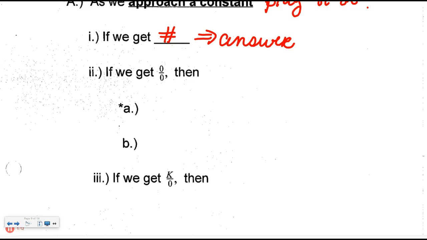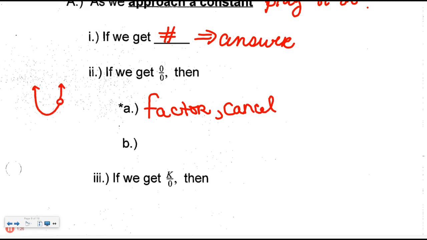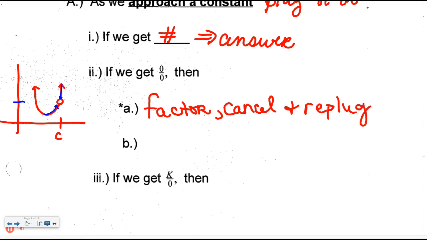So remember, the biggest tool we have is to factor and cancel. Remember what that does when we factor and cancel graphically? It means there was an undefined y value at that constant, but when we come in from both directions, we're still arriving at that y value. So we factor, cancel, and replug to arrive at the limit. The y value there doesn't exist, but the limit does.